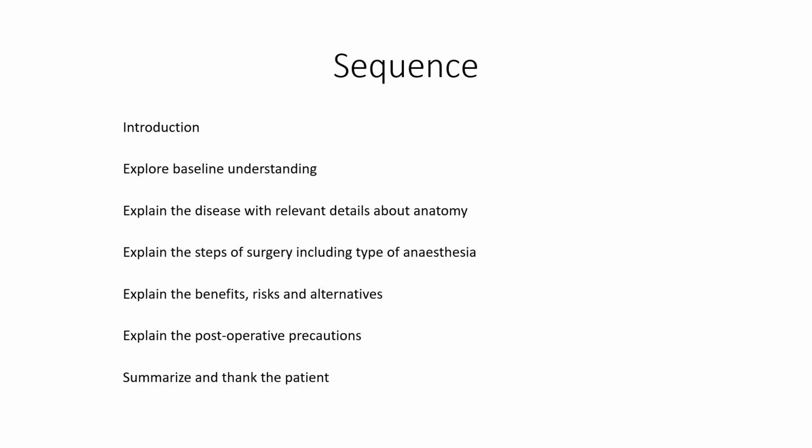A typical sequence in which one can communicate with the patient to obtain informed consent is described here. The communication begins with introducing yourself and confirming the identity of the patient. It is a good idea to explore at the very outset what the patient already knows about their condition. It is also a good idea to explain the disease with relevant details about the anatomy, to tell the patient exactly what is going on with them, and only then should we move to the steps of the surgery, including the type of anesthesia.